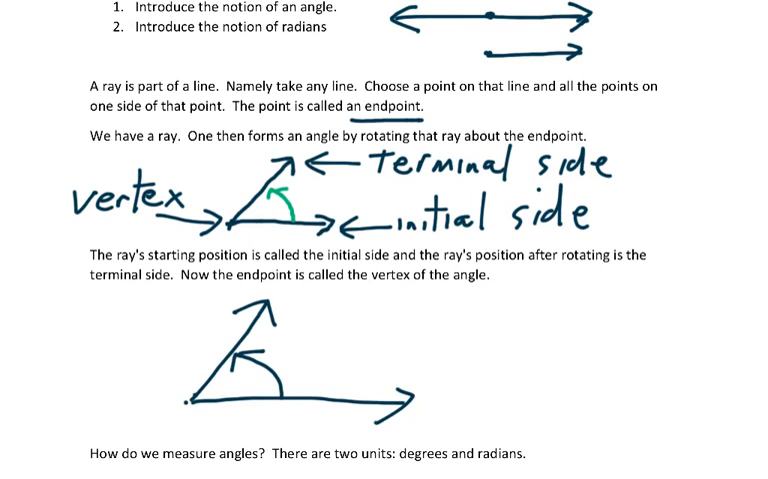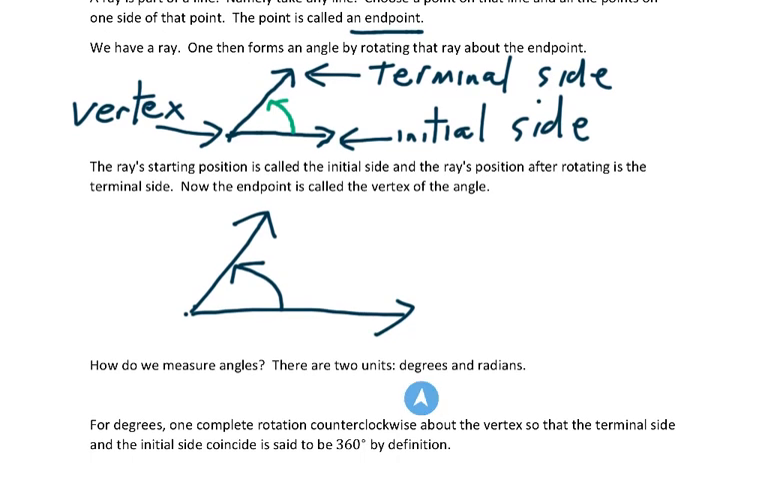Okay, that's good. But now the question is, how do we measure angles? Just like we want to measure length, we have different ways of doing that, right? We have kilometers, we have miles. Well, for angles, there's really two units we're going to use. We're going to have degrees and radians. That's what we're going to use to measure angles. That's what the units are going to be.